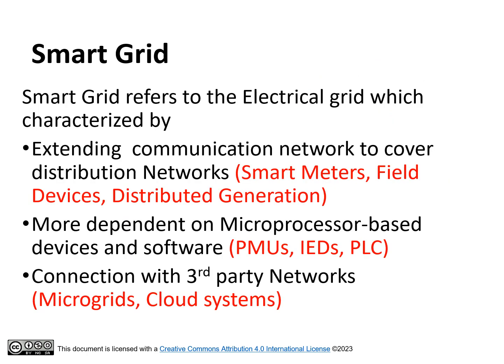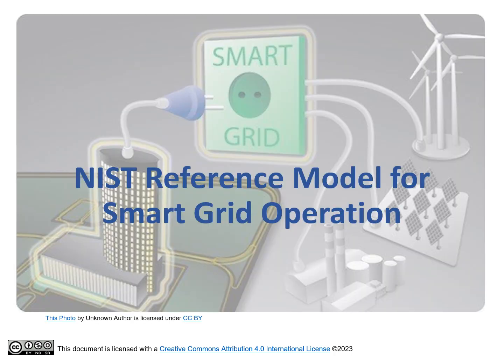Smart grid refers to the electrical grid, which is characterized by extending communication networks to cover distributed networks, smart meters, field devices, and distributed generation. It is more dependent on microprocessor-based devices and software, PMUs, IEDs, and PLCs, and connection with third-party networks, microgrids, and cloud systems. Now we look into the NIST reference model for smart grid operation.